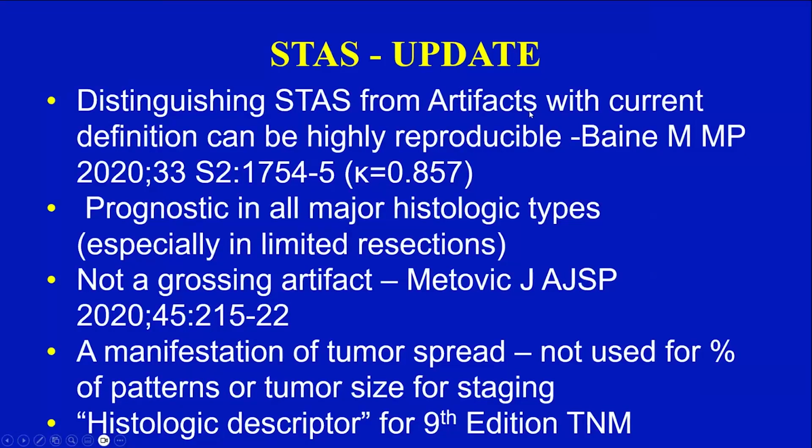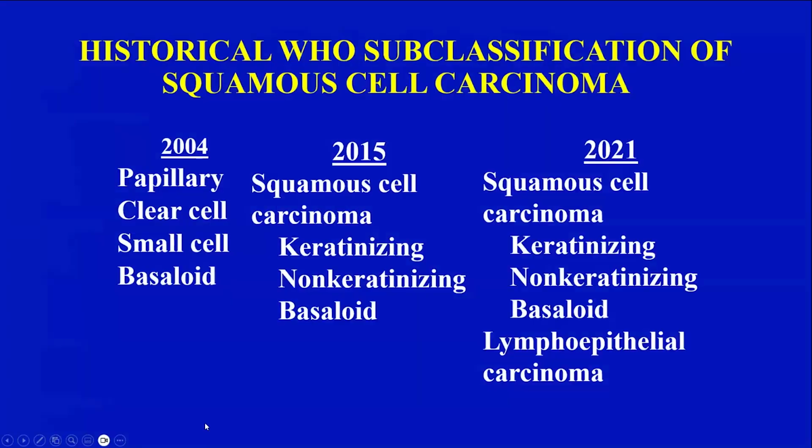So in summary, STAS can be distinguished from artifacts. There's this article, which we need to get published, showing that with lung pathologists. It's prognostic in all major histologic subtypes, particularly in limited resections. There's data suggesting this is not a grossing artifact. However, we did not use this for percentage of patterns or tumor size and staging, and it's now going to be a histologic descriptor.